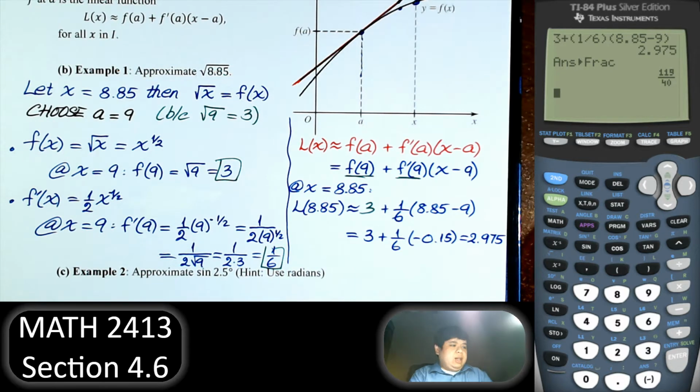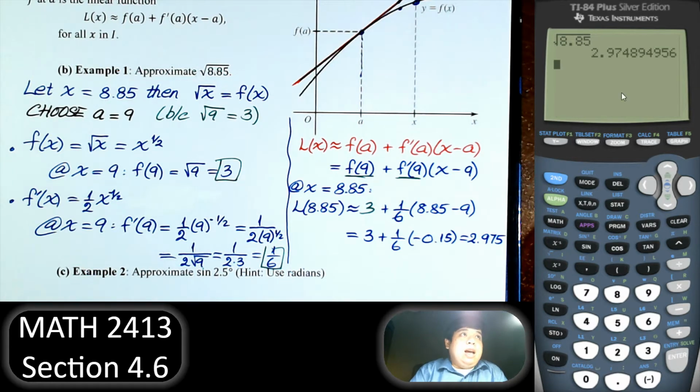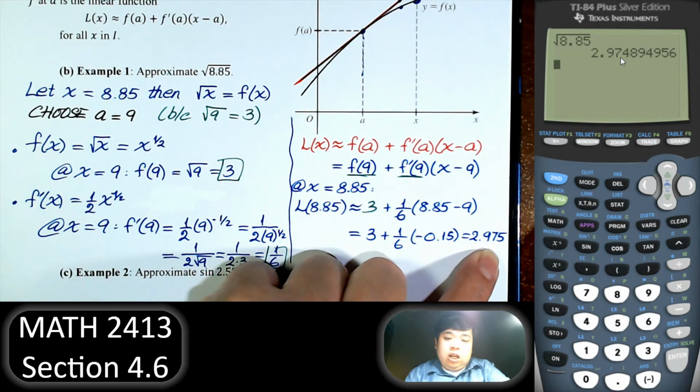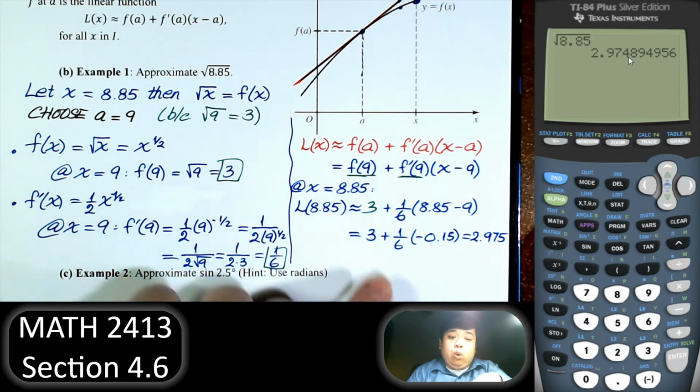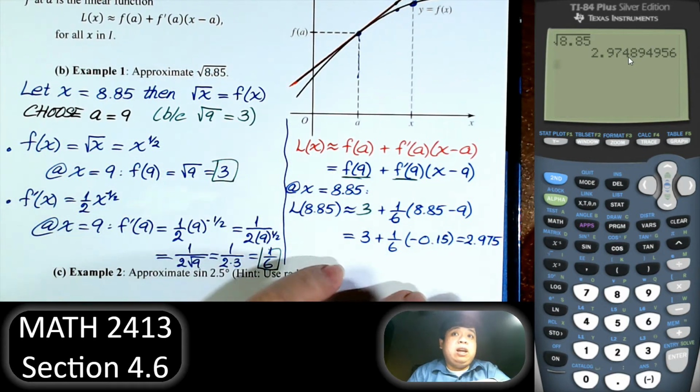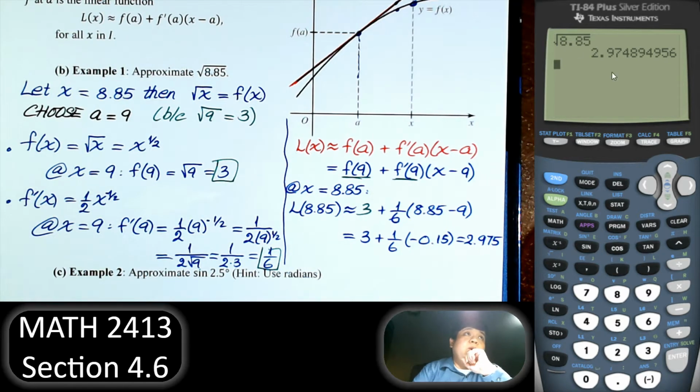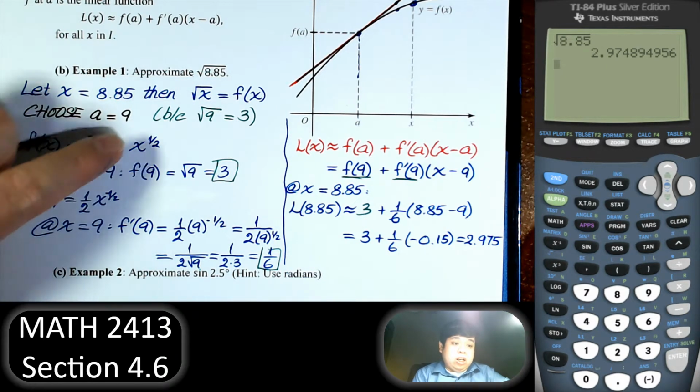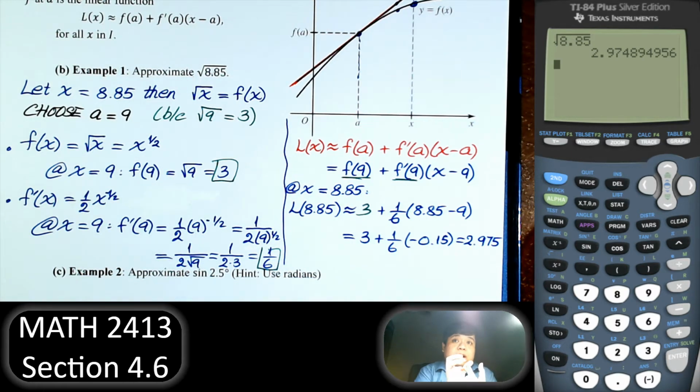Now, that's good, but how good is it? If we take the square root of 8.85, the answer is 2.9748. So it agrees up to 2 decimal places, almost 3. We can do all of this by hand. If we round to 3 decimal places, they will be the same. So that is a very good approximation, because the points are close enough to each other. The approximation depends on how close the points are.